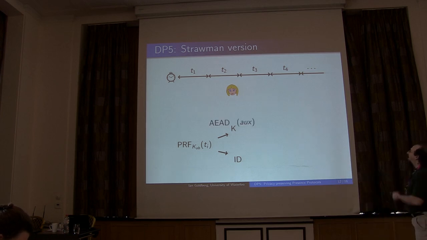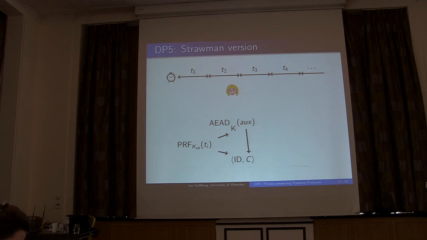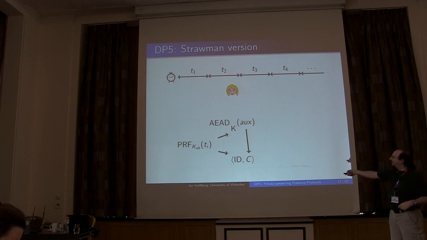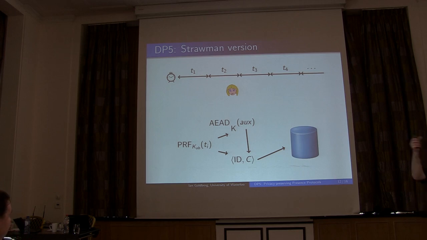Alice takes her auxiliary data, encrypts it with the key K using your favorite authenticated encryption function, and that produces a ciphertext C. Alice then uploads this ID, C pair as a key value pair to the database. So that's what Alice does every epoch that she's online, with every friend of hers. So this database is pretty big. Of course, it's a fresh database in every epoch. You can erase the ones from last epoch every time.